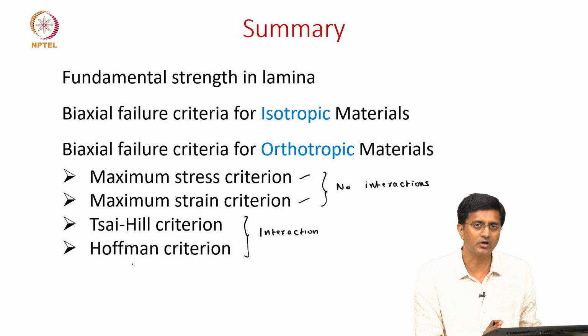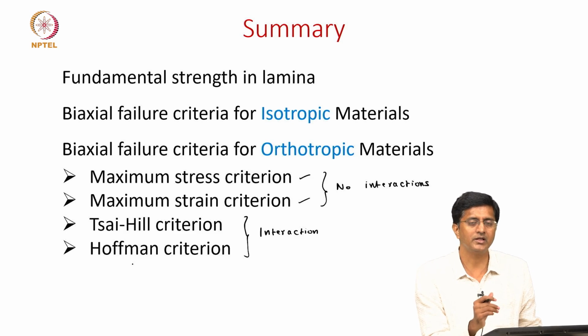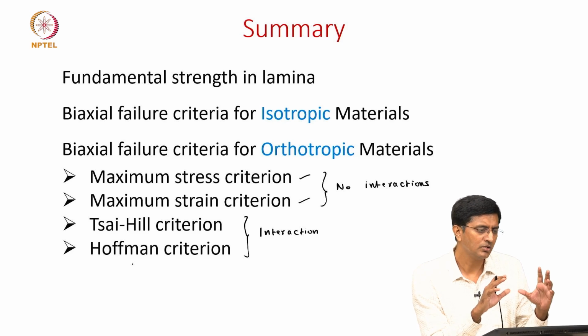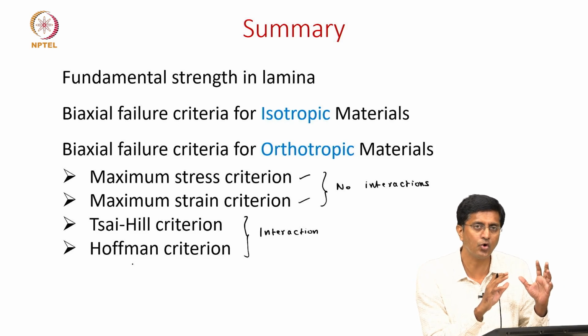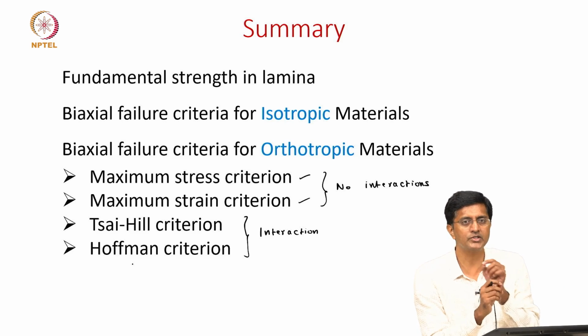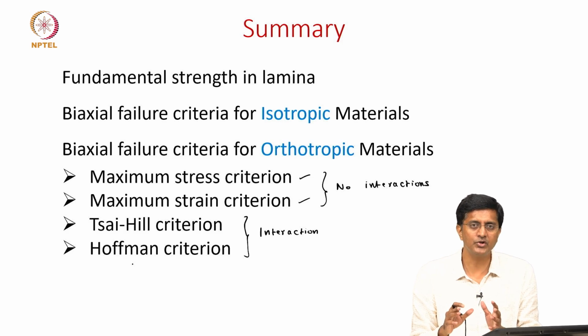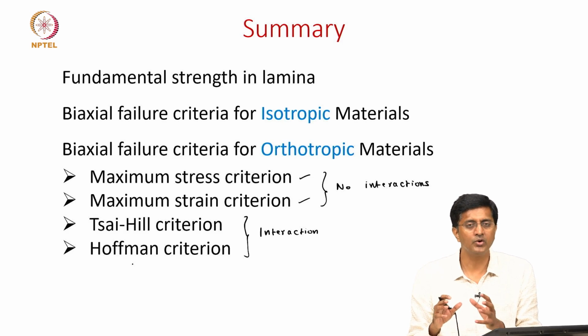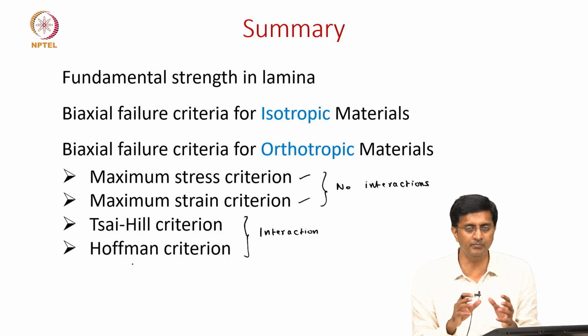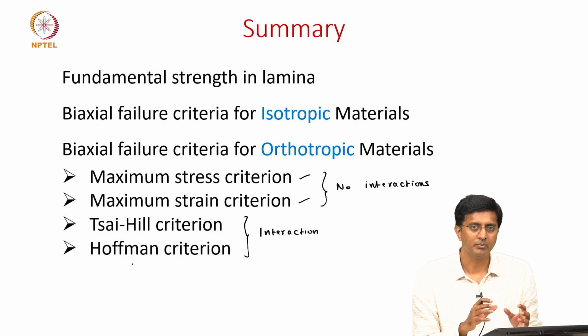So with this we'll conclude this topic, and in the next videos we will now move from macro mechanics to micro mechanics. Until now we have been only discussing macro mechanics, meaning that we are assuming this lamina as a homogeneous material, though we know it's composed of fibers and matrix. But in the coming videos we'll see, if we know the properties of the fibers as well as the properties of the matrix material, how can I use that, or start from there, to predict the properties of the lamina?